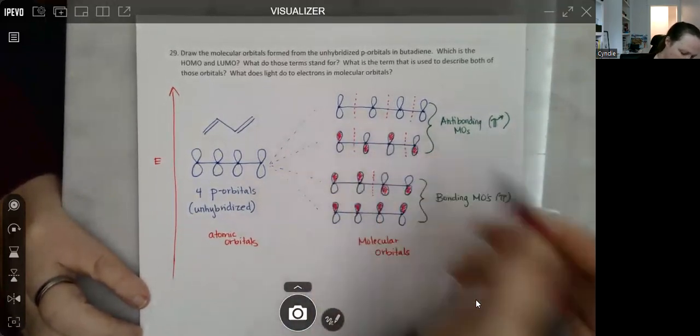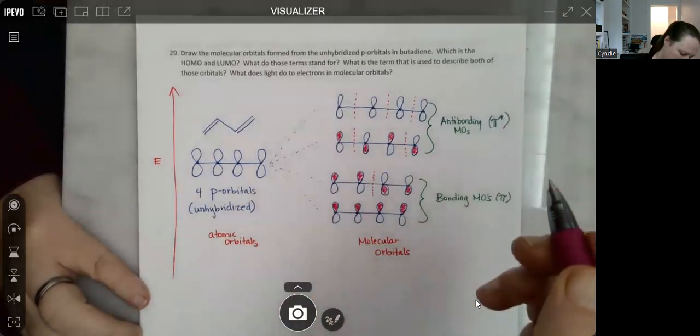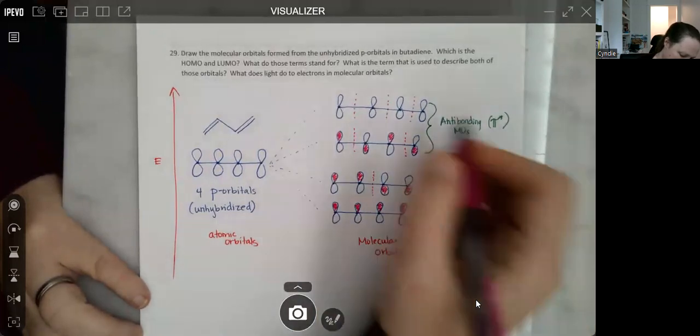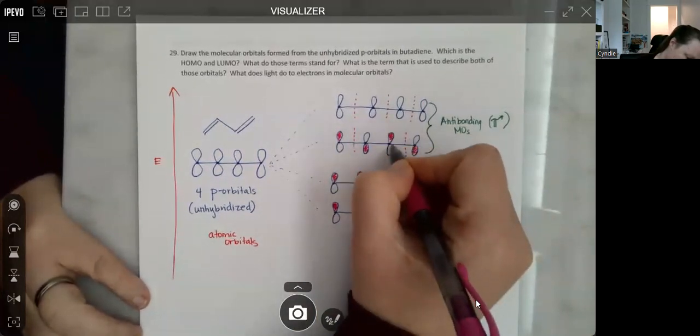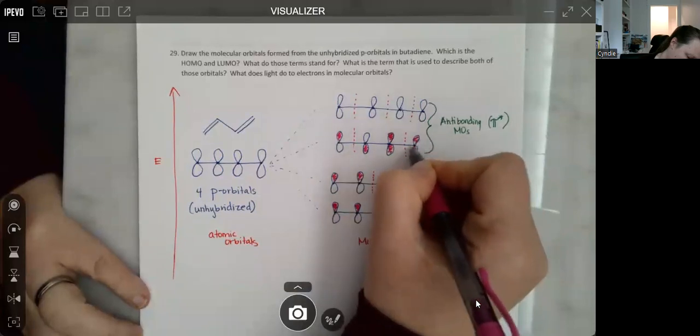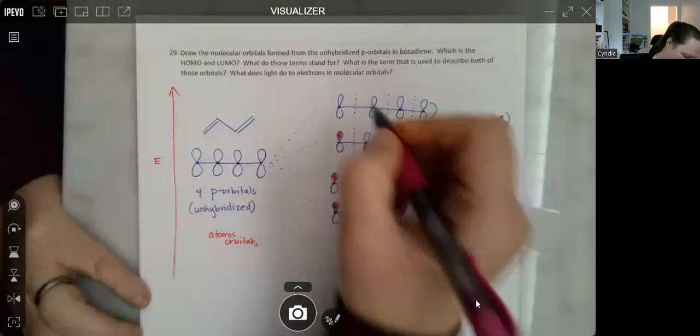So you might ask, could I have started with down, down, up, up? Yes, that would have been fine. Oh, I messed that up. Sorry. Oh, I'm going to have to redraw that. It's going to look like this, though. Okay, I'll have to redraw that one.